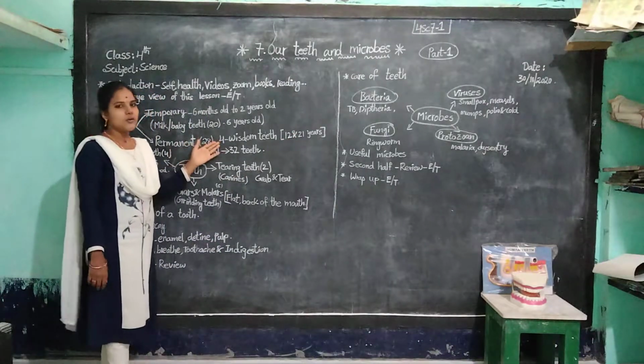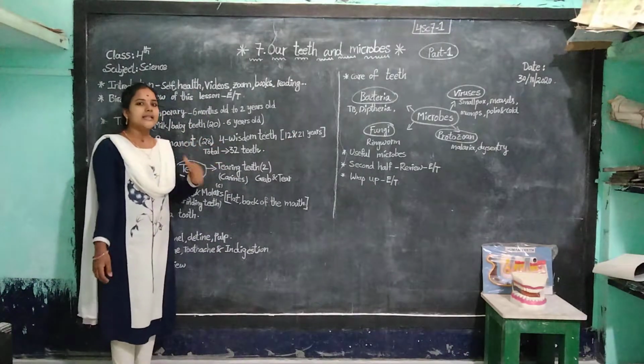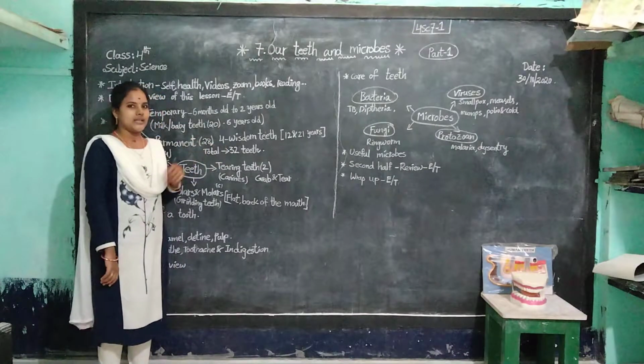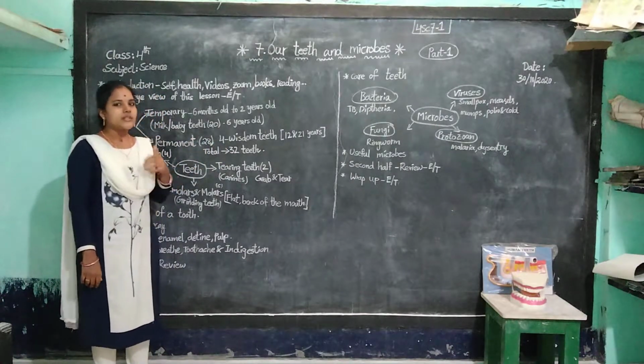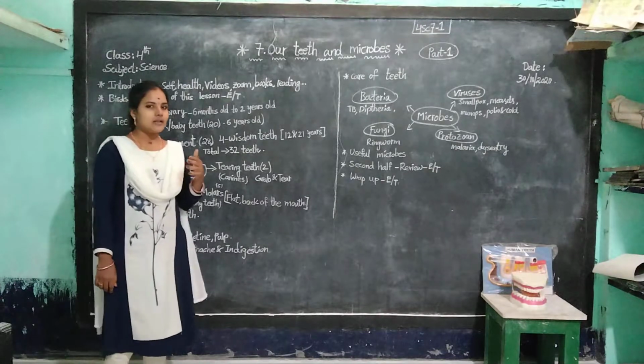Finally, 28 plus 4 is 32. The total teeth in our mouth are 32 teeth. Okay, children, how many teeth? 32. Once again I tell, listen.